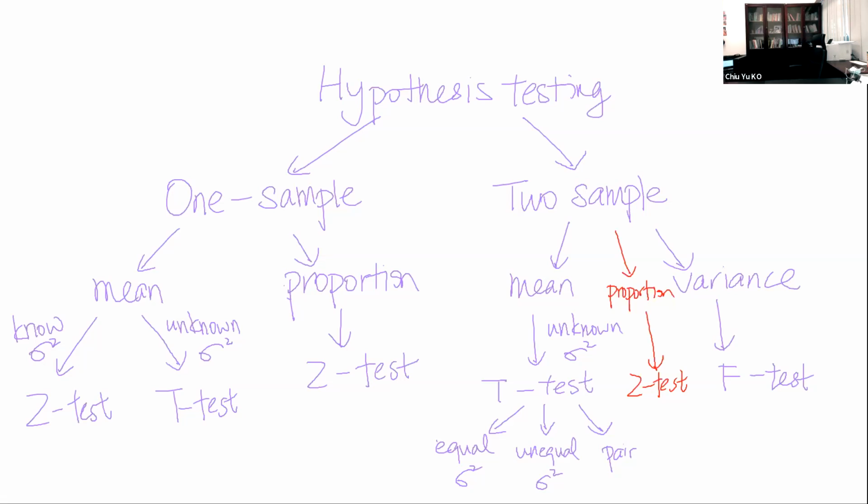Okay, let's see if any question. So the goal of today is to cover the last three tests: the paired t-test, the proportion z-test, and the variance f-test. So that is the goal today, to cover these three tests. Any question? If there's no question, then we will get going.